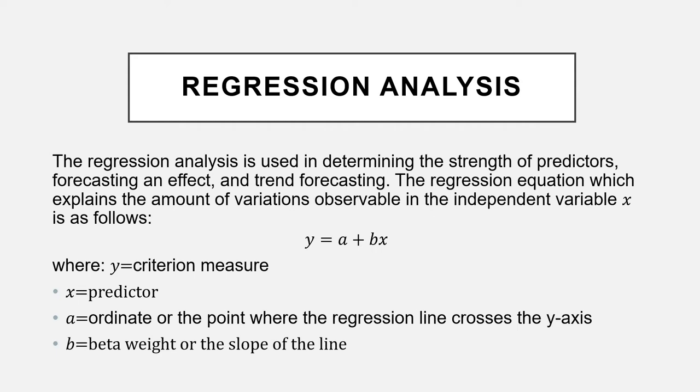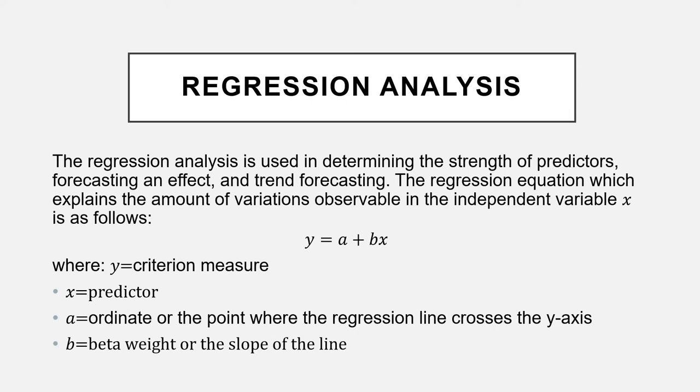So, regression analysis is used in determining the strength, how strong the predictors are, forecasting an effect, and trend forecasting. So if you can remember at the start of the pandemic, there were a lot of reports predicting that by this month there will be this number of people affected or infected by the virus. So how did these people predict the number of people who will be infected?